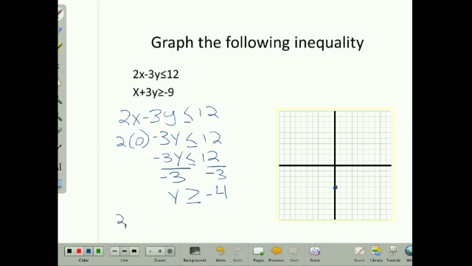And then I'm going to do the same thing again, but replace my y with 0 and solve for x. When we do that, the y's eliminate, and we're left with 2x is less than or equal to 12, or x is less than or equal to 6. So on my x line, I'm going to plot my 6. I'm going to make my line blue. And because there is an equal sign there, I'm going to make it solid.